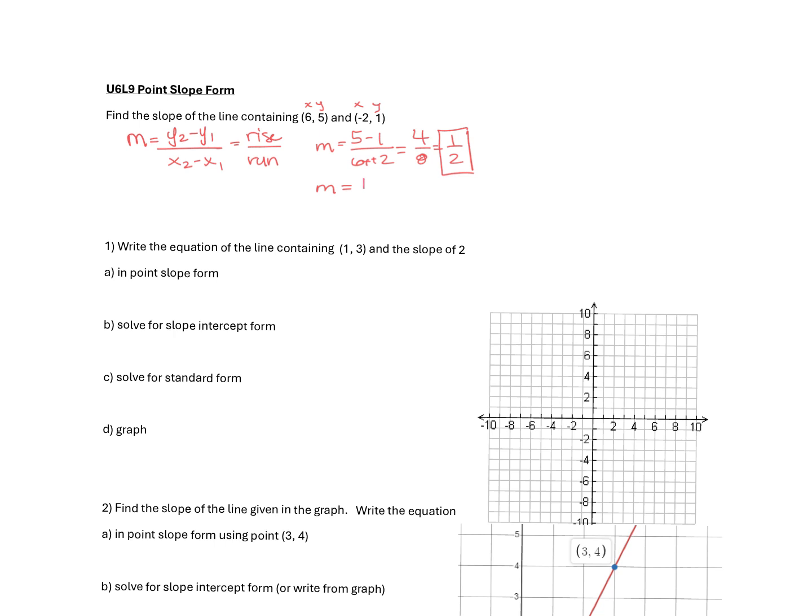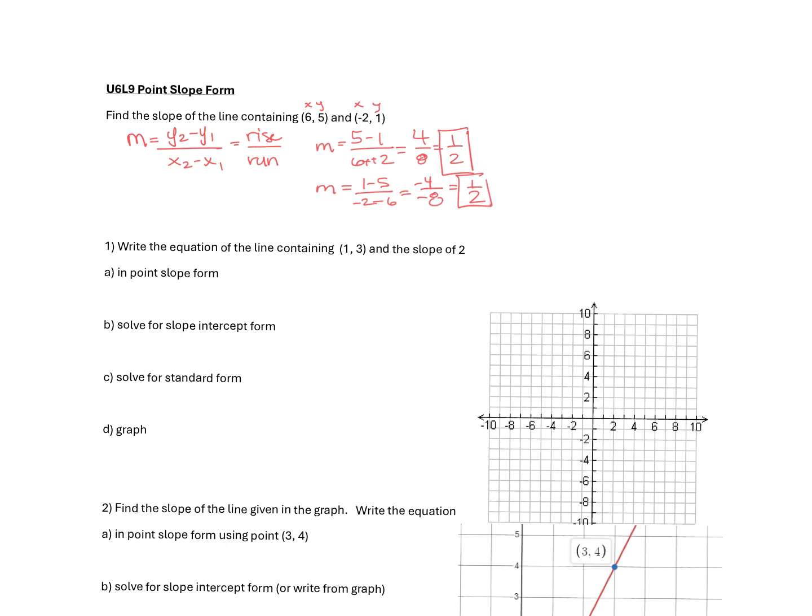So if instead I did 1 minus 5 in the numerator, then in the denominator, I would have to start with the negative 2. Since I started with the 1 on top, I'd have to start with its x on the bottom. And minus, and then my other x is 6. Now I'm getting negative 4 over a negative 8, and that's still positive 1/2 because a negative divided by a negative is a positive. So that's how I'd find my slope.